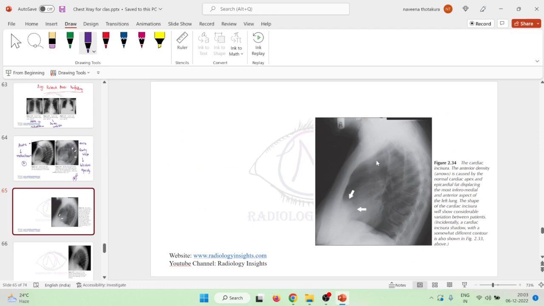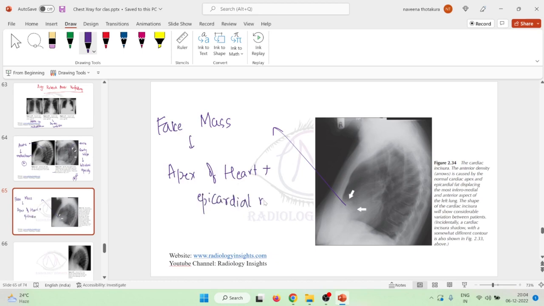Next, if you see here, this is a mass which you are seeing. But this is not a true mass, this is a fake mass. Why? Because it occurs because of overlapping of the apex of the heart with epicardial fat. It produces a shadow which will simulate a mass lesion. So this is one thing which we should remember.